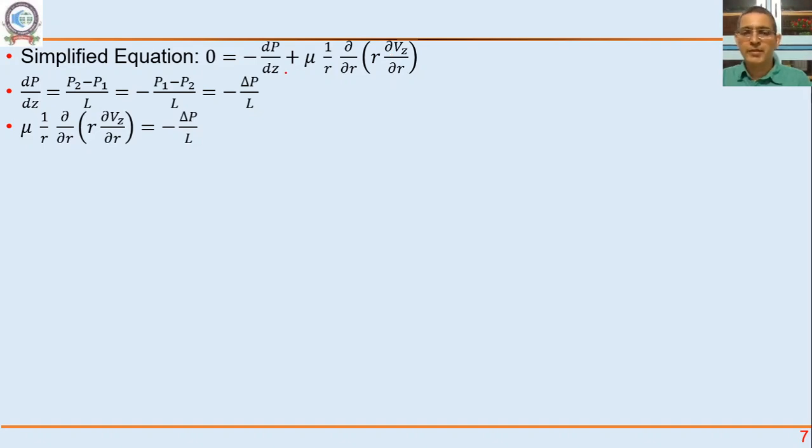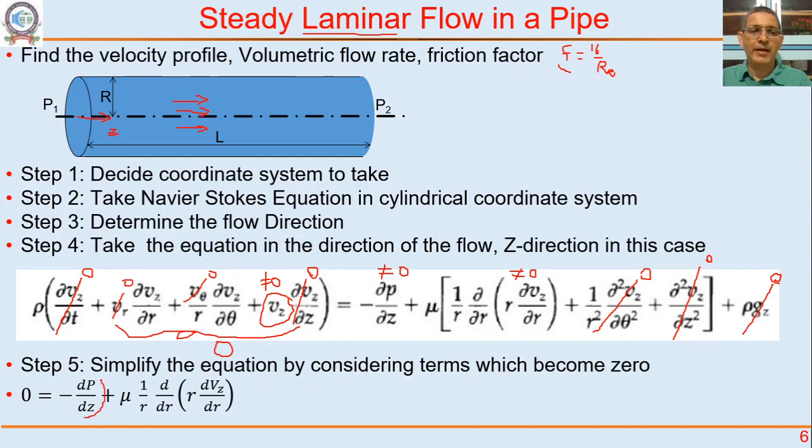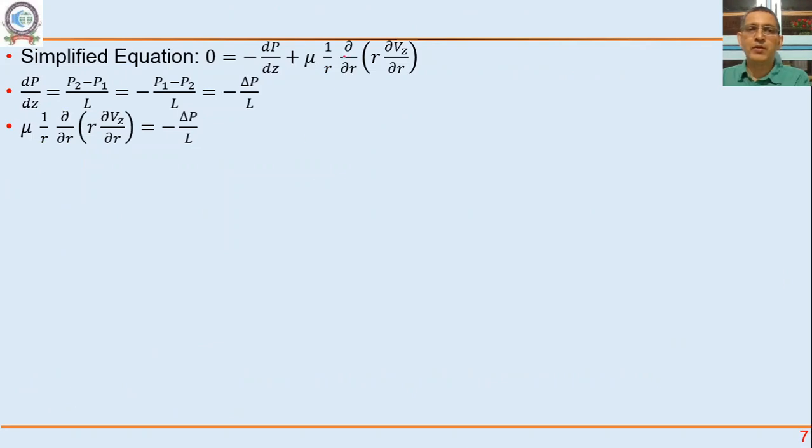One word of caution: this delta p by delta z, right now I have made it dp by dz. Why? Because pressure is not varying in r direction. Pressure is only varying in z direction. Vz is not varying in any other direction. Vz is only varying in the r direction. So I have made this a total derivative, not partial derivative. And therefore this also should be a total derivative. It should be d by dr, not partial.